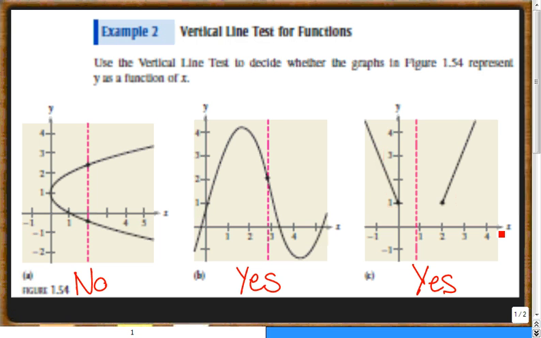So this is the visual way for us to determine if it's a function or not. Now, it doesn't matter if it's at only one place or two places. Anywhere where we can draw a vertical line that does that, if we can do it anywhere, then it is not a function.